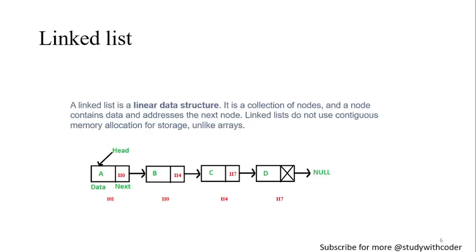Linked list is a linear data structure. It is a collection of nodes, and a node contains data and the address of the next node. Linked lists do not use continuous memory locations for storage, unlike arrays. Here is the representation of a linked list. A node contains data and next.